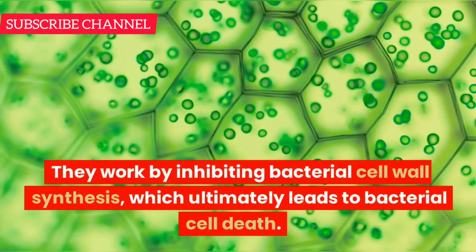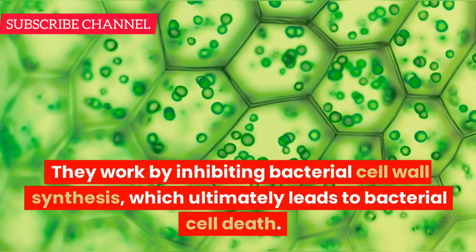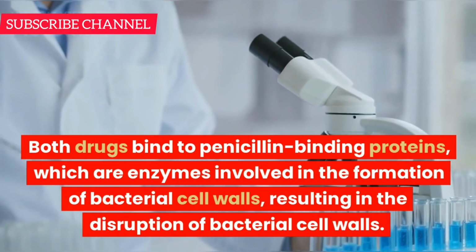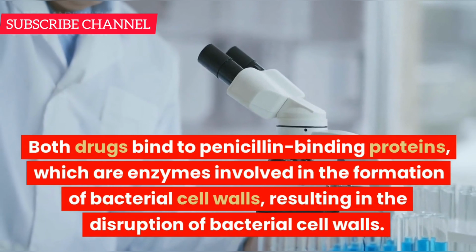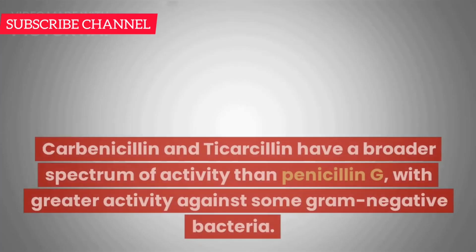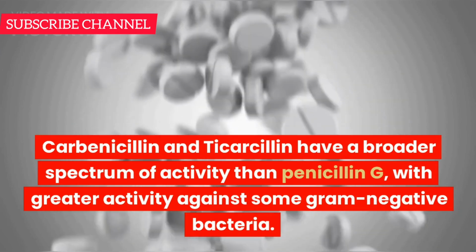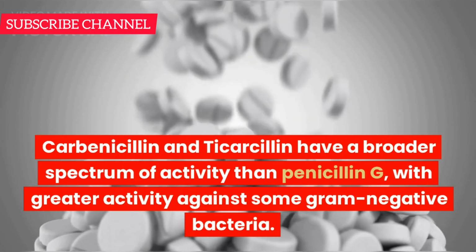They work by inhibiting bacterial cell wall synthesis, which ultimately leads to bacterial cell death. Both drugs bind to penicillin-binding proteins, which are enzymes involved in the formation of bacterial cell walls, resulting in the disruption of bacterial cell walls. Carbenicillin and ticarcillin have a broader spectrum of activity than penicillin G, with greater activity against some gram-negative bacteria.